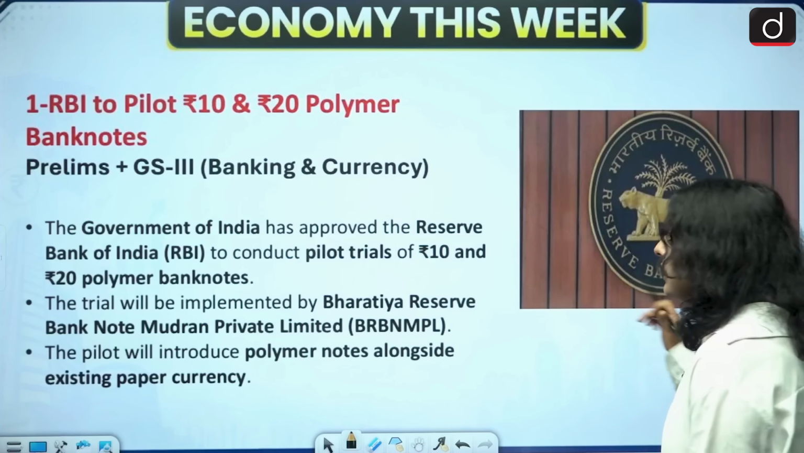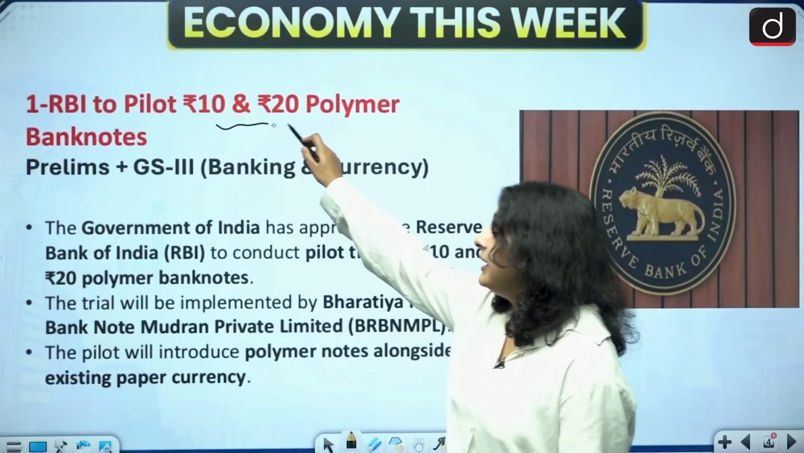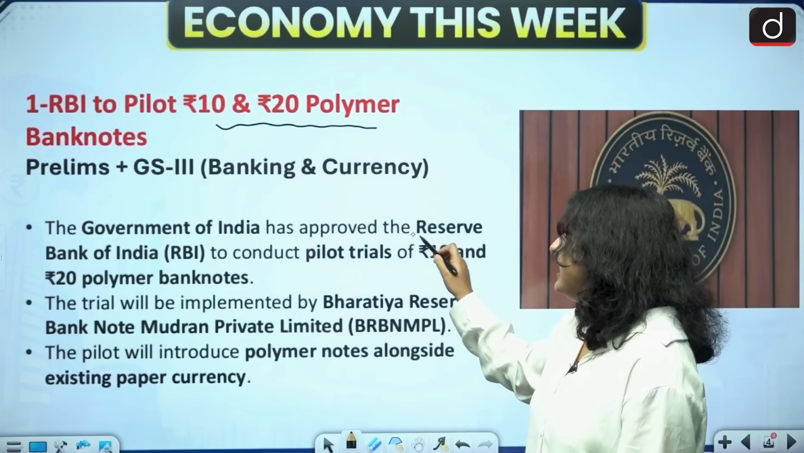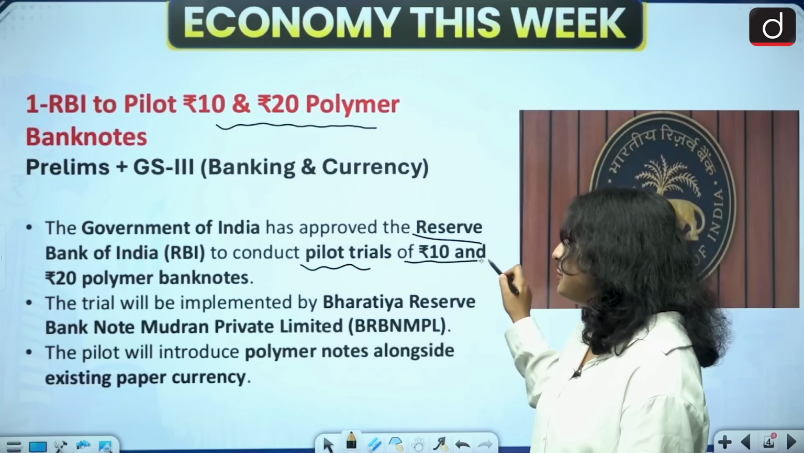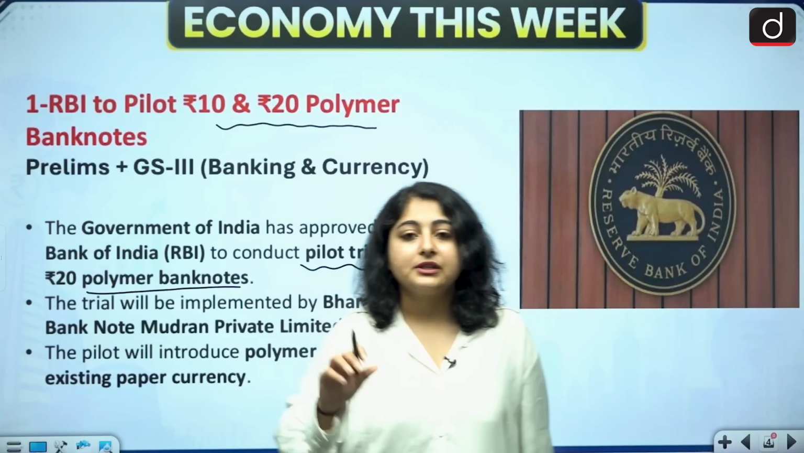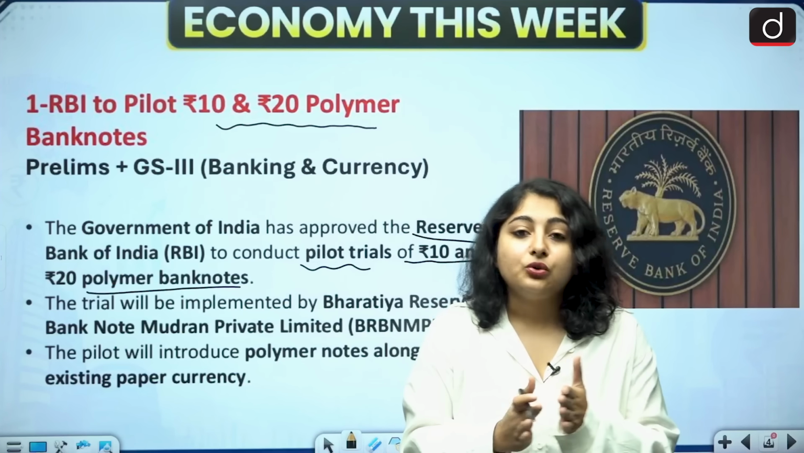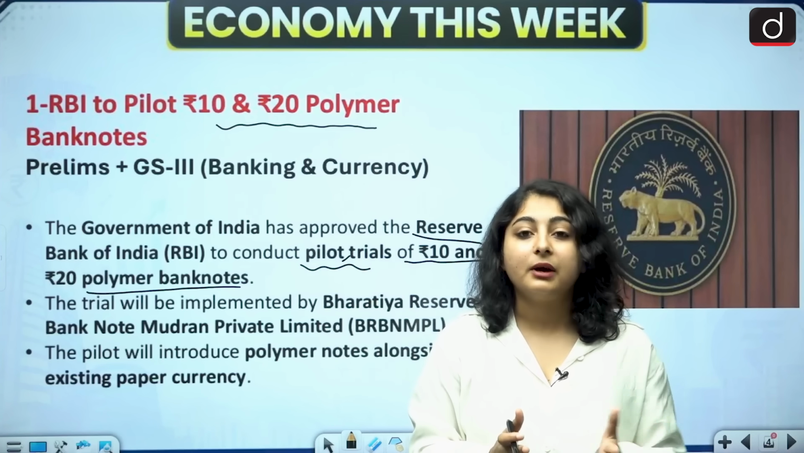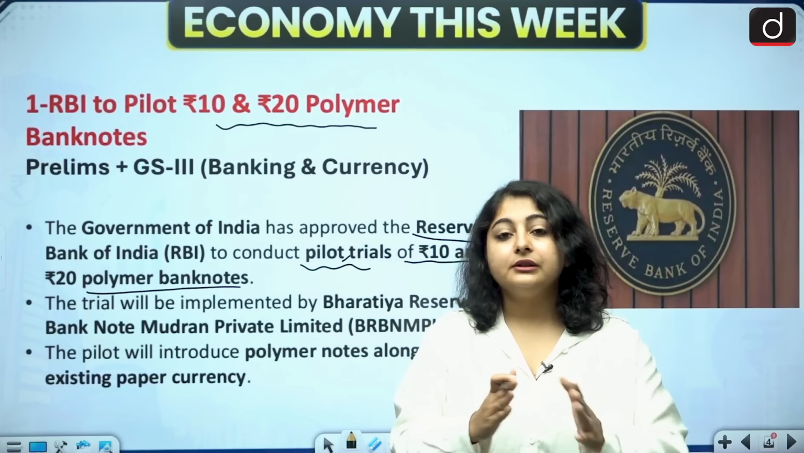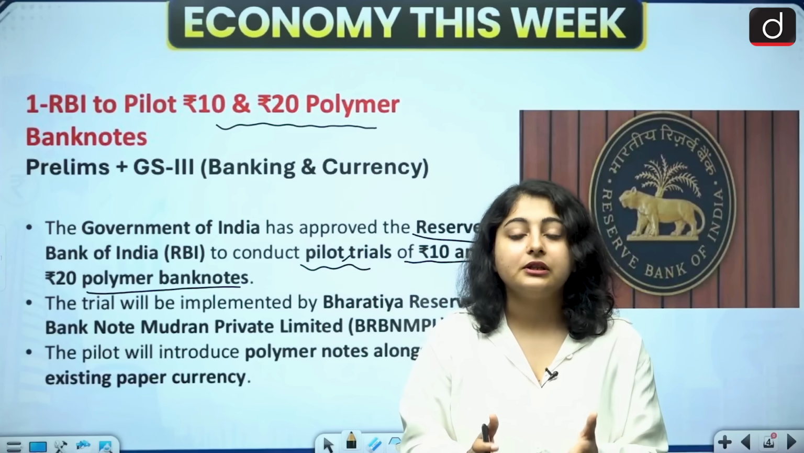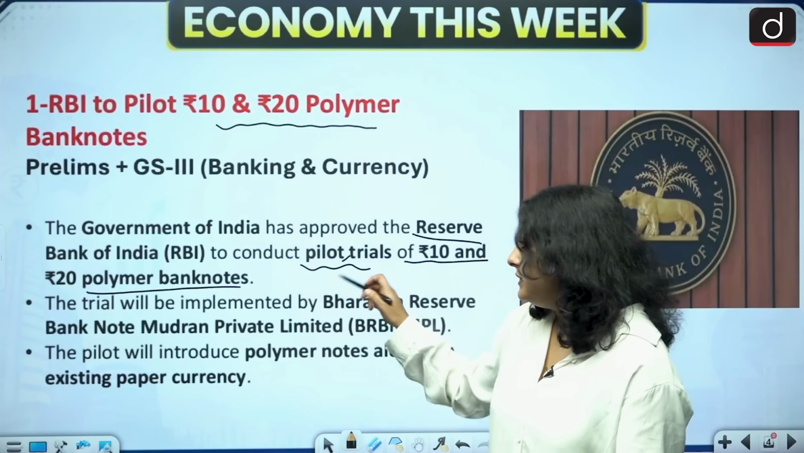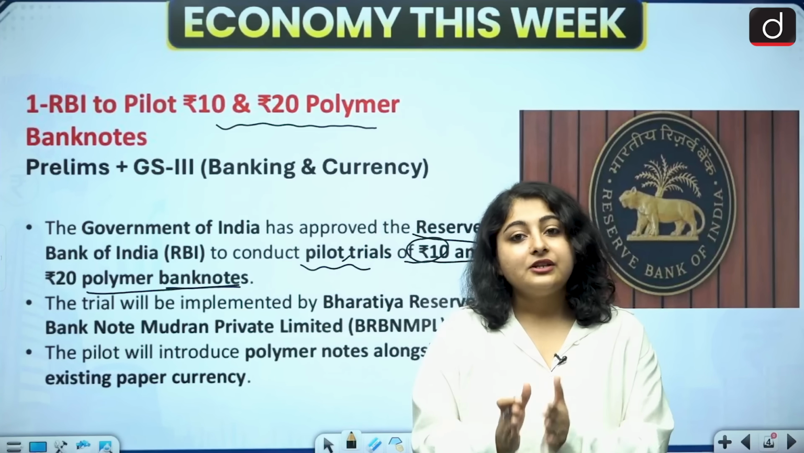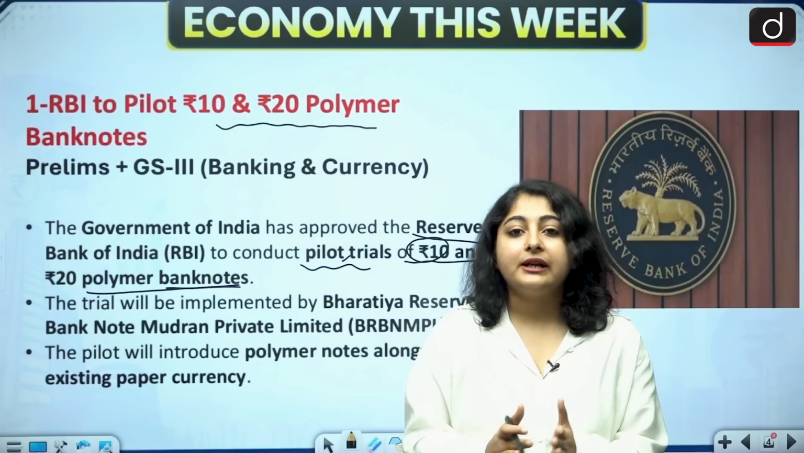So, RBI to pilot 10 rupees and 20 rupees polymer banknotes. The government of India has approved the RBI to conduct pilot trials of 10 rupees and 20 rupees polymer banknotes. This means that these synthetic 10 rupees and 20 rupees notes will be printed and circulated in the market along with the earlier notes, which are made up of paper. So along with that, these polymer banknotes will be circulated in the economy. And it is just a trial. RBI is doing it just for trial purposes.